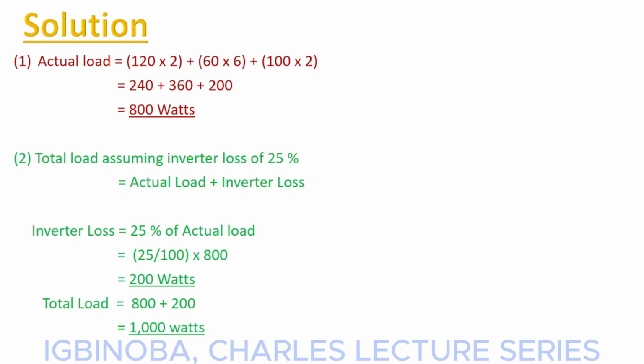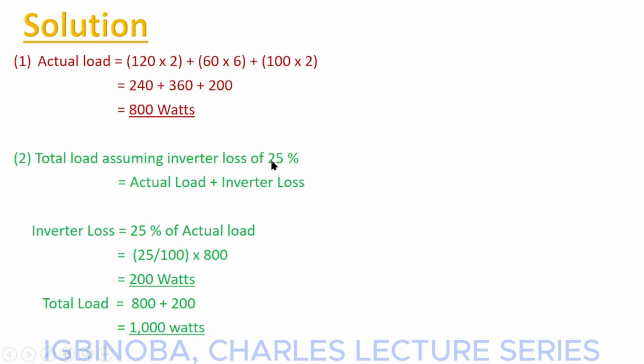This loss is referred to as switching loss. There is a standard for calculating inverter loss. It is usually between 20 to 30%. But for the purpose of this example, we are going to use 25% in order to calculate our inverter loss. So we see that our total load is equal to actual load plus inverter loss.